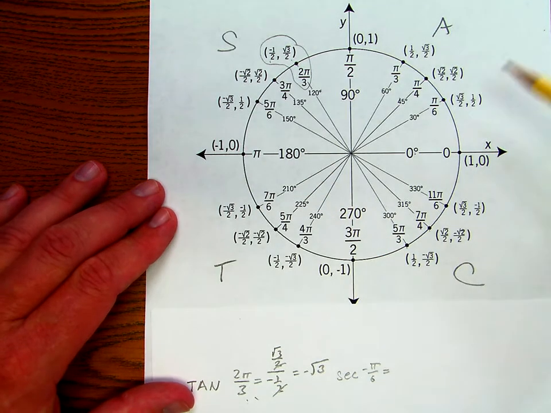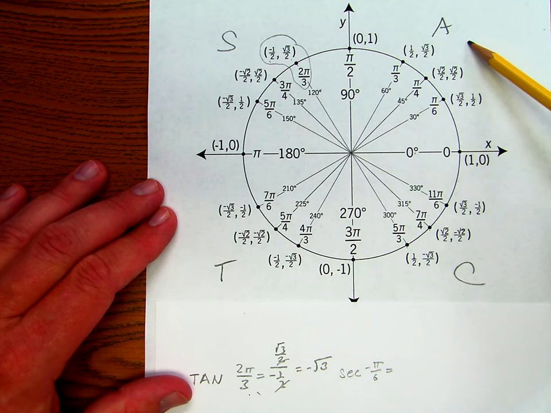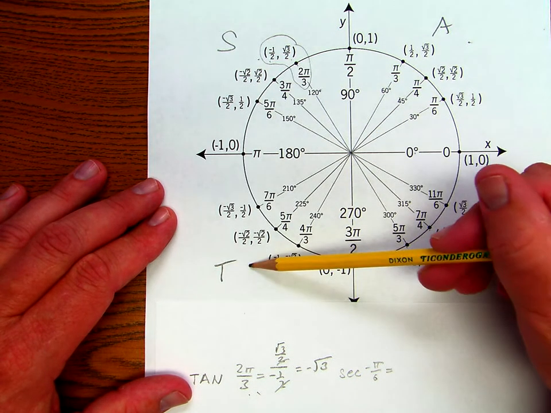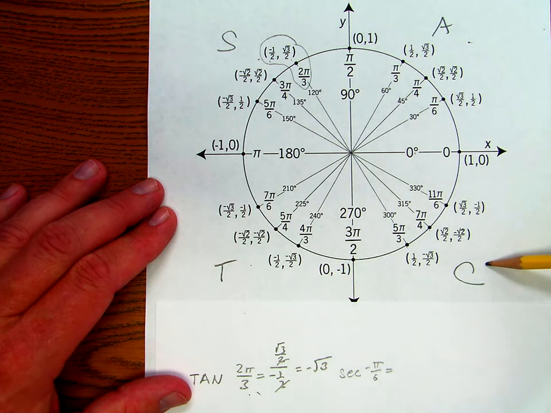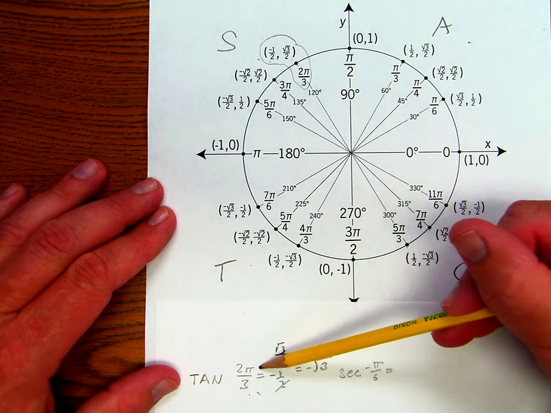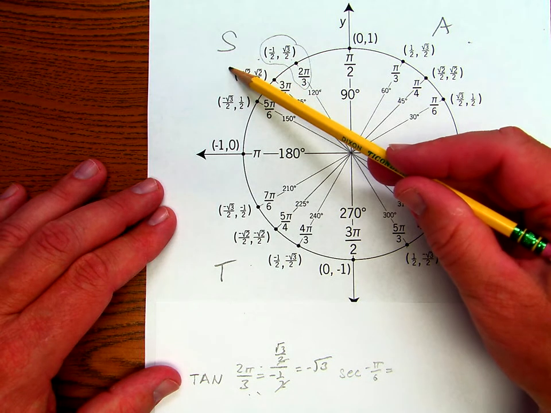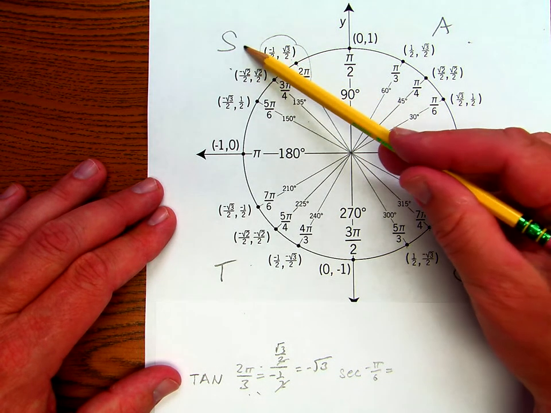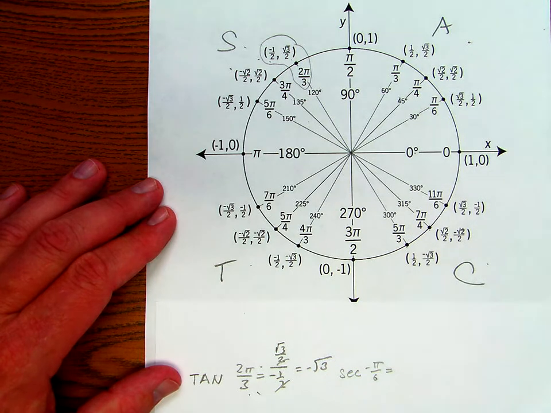All of your trig functions are positive in the first quadrant, sine and cosecant in the second, tangent and cotangent in the third, cosine and secant in the fourth. So if 2 pi over 3 is a second quadrant angle, the only trig functions that are positive in the second quadrant are sine and cosecant. The fact that tangent is negative makes everything fit together.